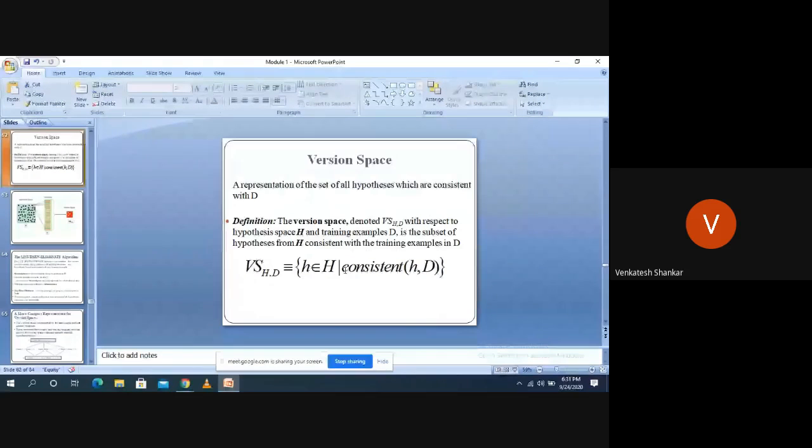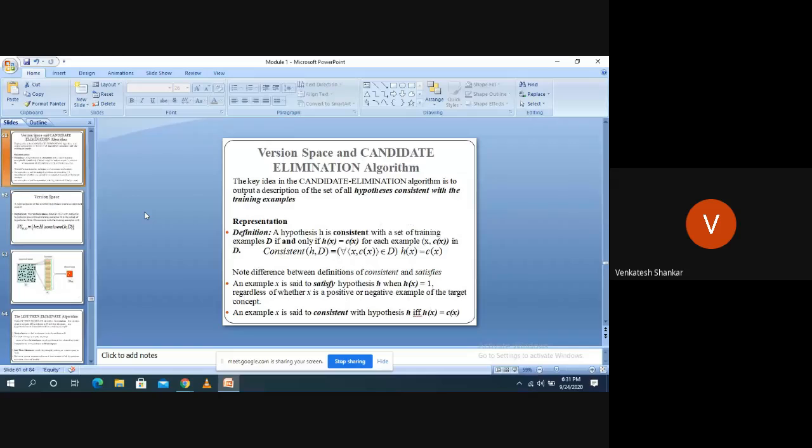It is the subset of hypotheses from H consistent with the training examples in D. So VS H comma D contains H only when it is consistent, that is, H of X is equal to C of X. When H of X is equal to 1, we call it satisfied. When H of X is equal to C of X, we consider it consistent.